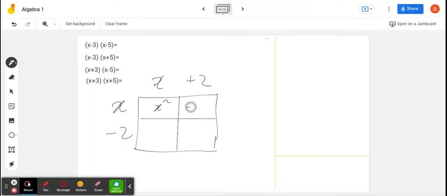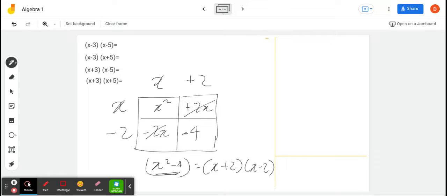x squared, right? That's plus 2x, and then this is minus 2x, and this is negative. This is 4. This is negative 4, right? Multiply those two. And here we cancel these two out, and we can tell from here that this is x2 minus 4. So if I was trying to expand this, we'll go to x plus 2 and then x minus 2, right? And that would be my proof, right?